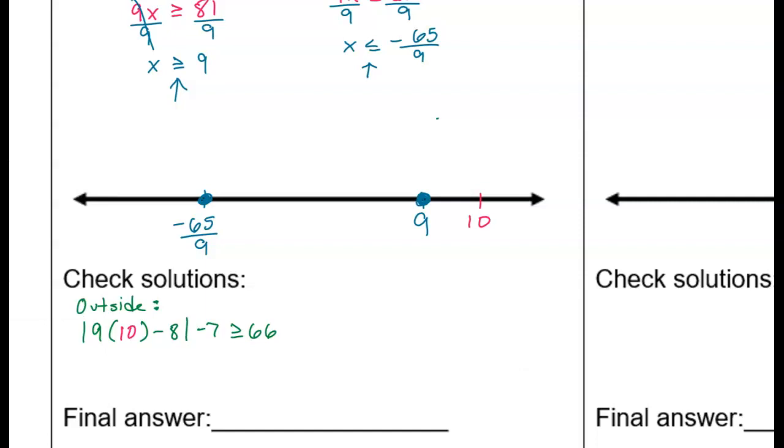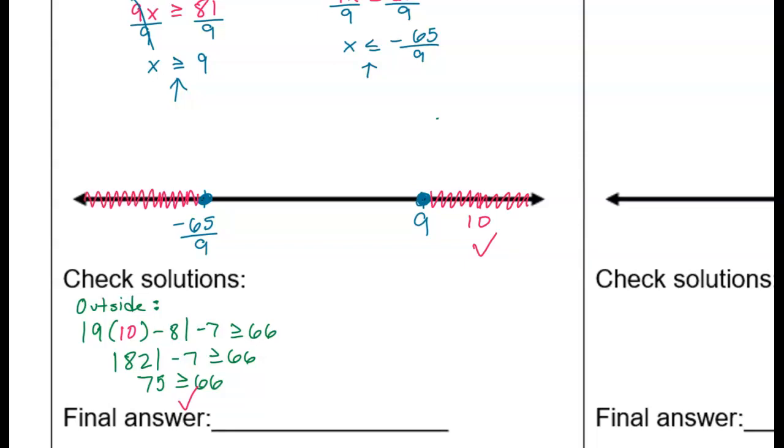9 times 10 is 90. Minus 8 gives us 82. Then the absolute value of 82 is 82. Minus 7 gives us 75. And we have to ask ourselves, is this inequality true? Is 75 greater than or equal to 66? And it is. So that means I will be shading it outside. And if I shade one way outside, I have to shade the other way outside.